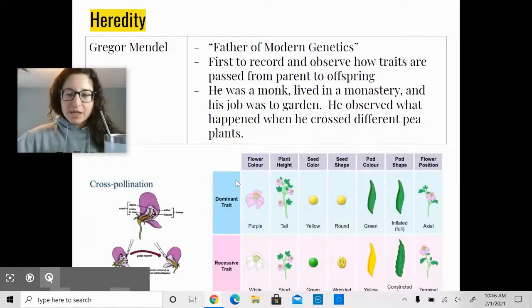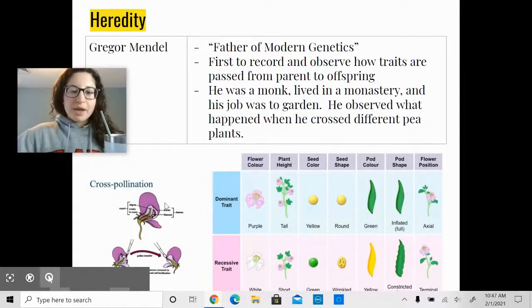And so he looked at a bunch of different traits of this type of plant. So flower color, plant height, seed color, seed shape, pod color, pod shape, flower position, all these different traits he was able to observe in these plants. And then he was also able to record what was actually happening. He also did this by pollinating plants and what we call cross-pollinating.